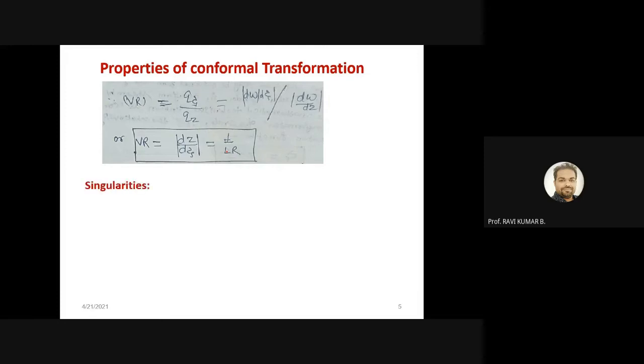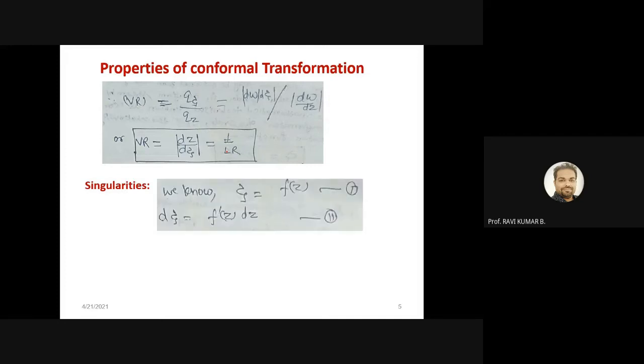Next one, what is the singularity? Singularity means the point at which your function becomes zero. Means when you differentiate your zeta, that is a function of z, it will become zero exactly at the singularity point.